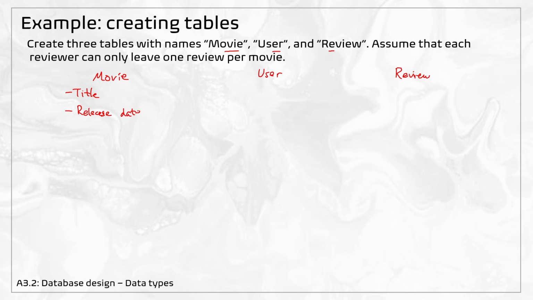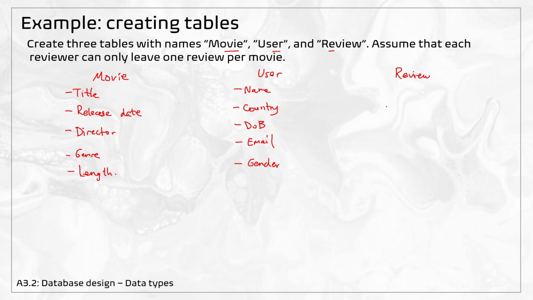It's got a director. It's got a genre. And it's got a length. And every user has a name. And you can split this into first name and last name if you would like. They've also got a country, a date of birth. You can also add their email, and maybe their gender as well.